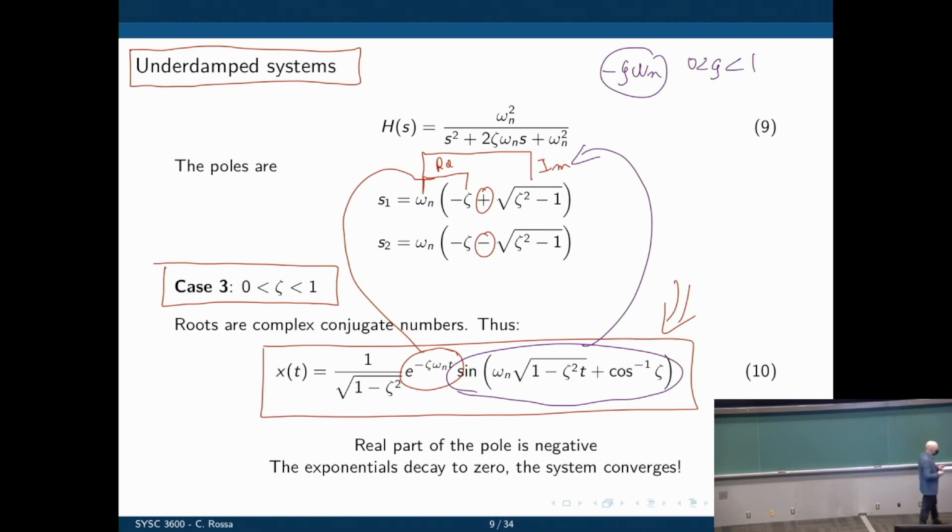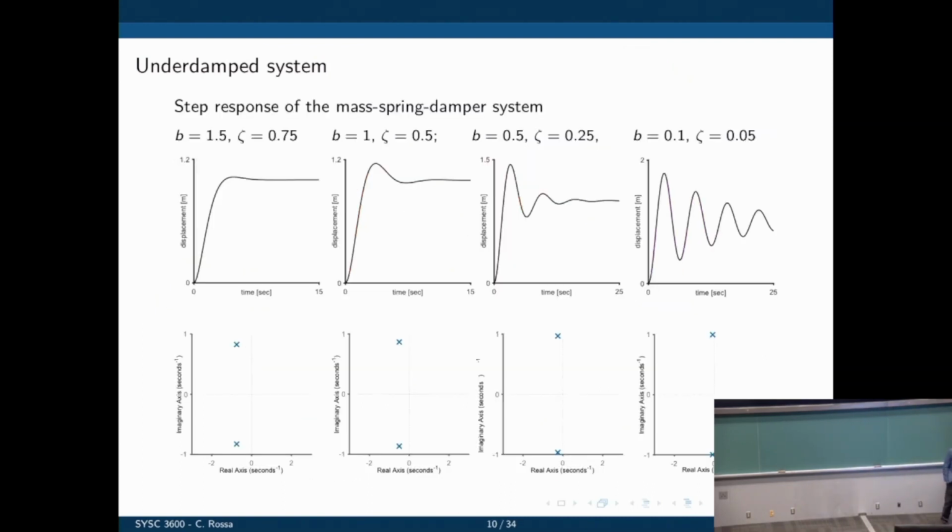Right. So the good news is that, despite the fact that we have some oscillations coming out from the sinusoidal component, the real part of the pole is still negative, meaning that the exponential will decay and the whole thing will eventually go to 0 and settle at some point. So the system converges.